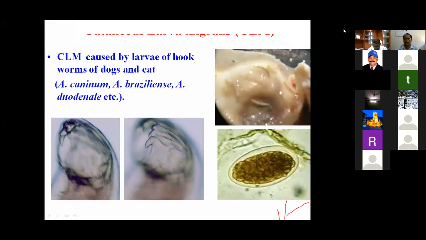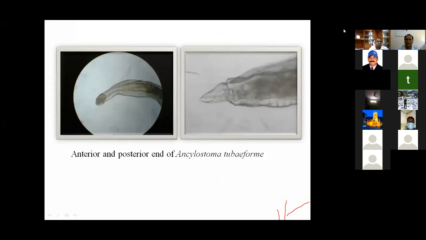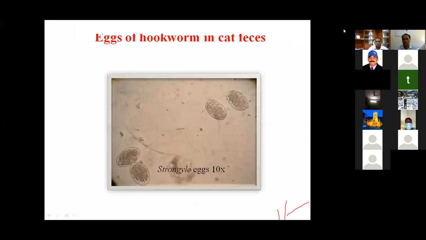The next disease which I have taken is cutaneous larva migrans. Cutaneous larva migrans is caused by hookworms of dogs and cats, Ankylostoma caninum and Ankylostoma braziliense. Majority of these photographs are from my own work in Palampur and Jammu. This is from a cat, on which we did work in my lab in Jammu: Ankylostoma tubaeforme, anterior and posterior end. These are the eggs of tubaeforme.